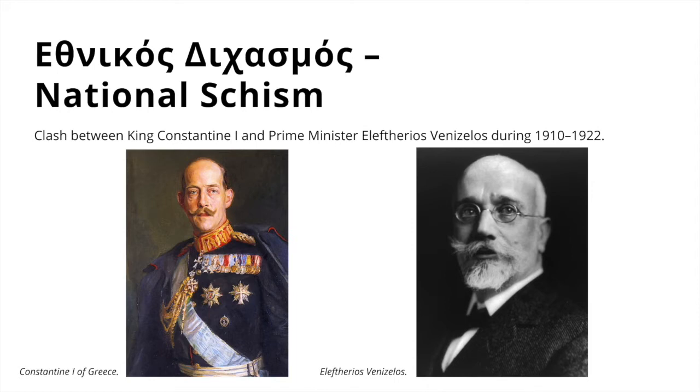The handsome fellow on this side is the king, King Constantine I, and the other handsome fellow on the other side is Eleftherios Venizelos, a Cretan who represented the Liberal Party in Greece. So the Liberal Party was very different to the Conservatives in Greece. It was very much modelled on the same party that was in Britain at that time. Very briefly, the National Schism was a clash between these two individuals and which path Greece should take. And I'll move on to give you some examples.